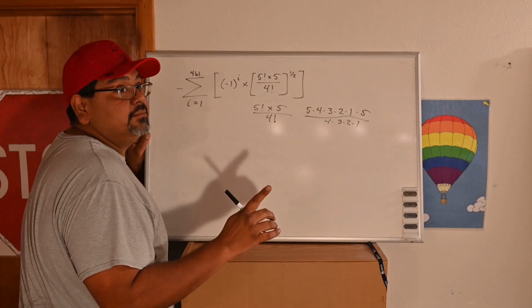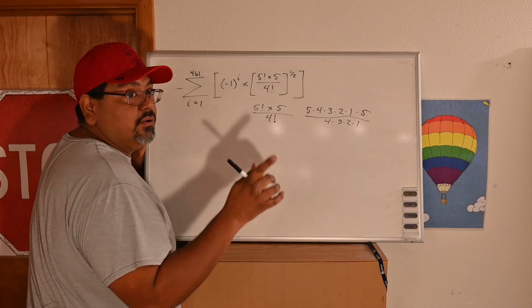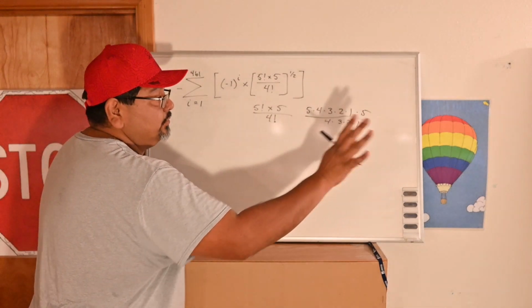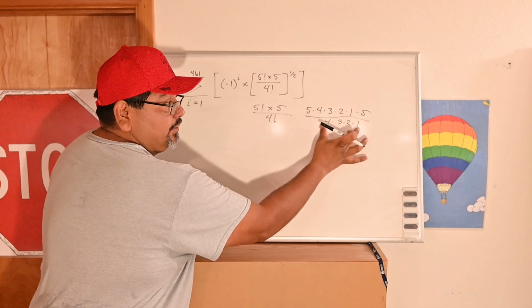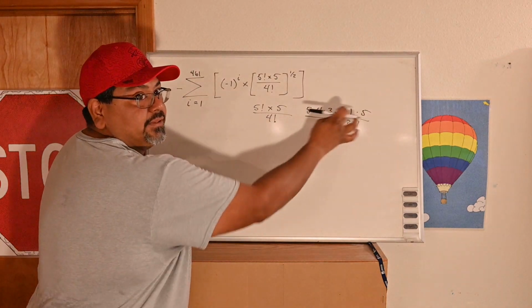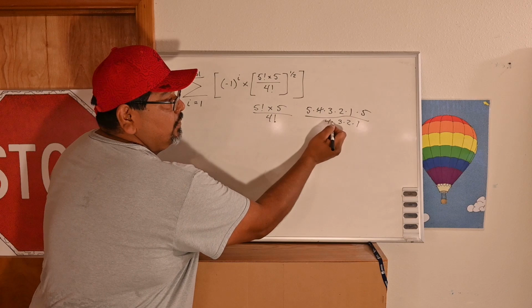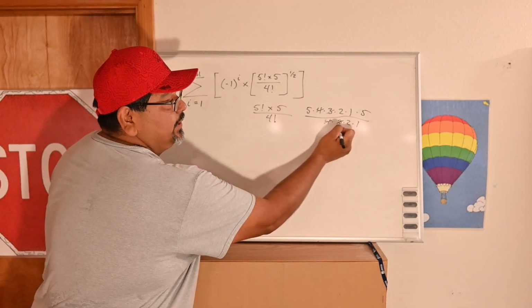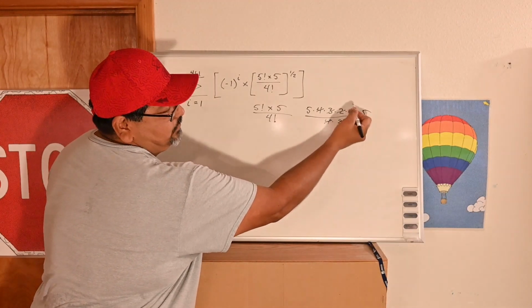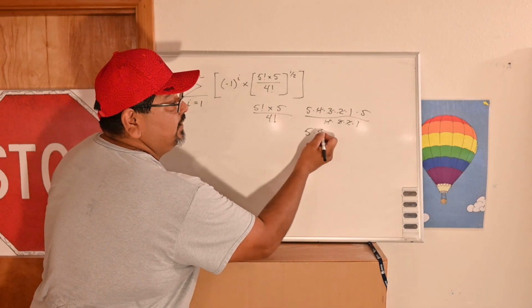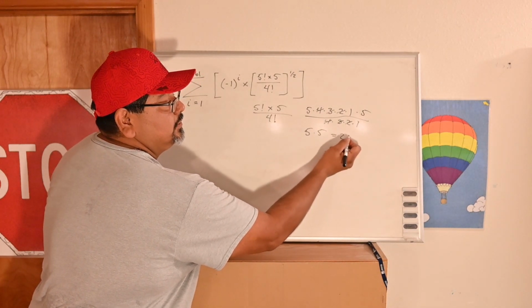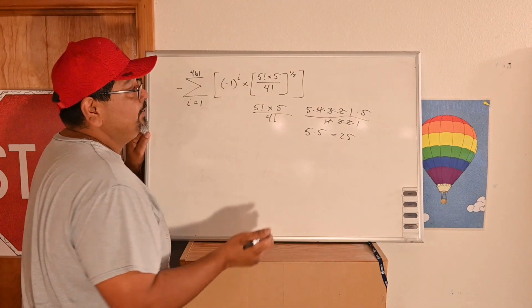And when we're dealing with multiplication, if it's one number over another number, we can take out the factors and look at them. 4 over 4 is 1, 3 over 3 is 1, 2 over 2 is 1, and 1 over 1 is 1. What we're left with is 5 times 5, and that equals 25, right?